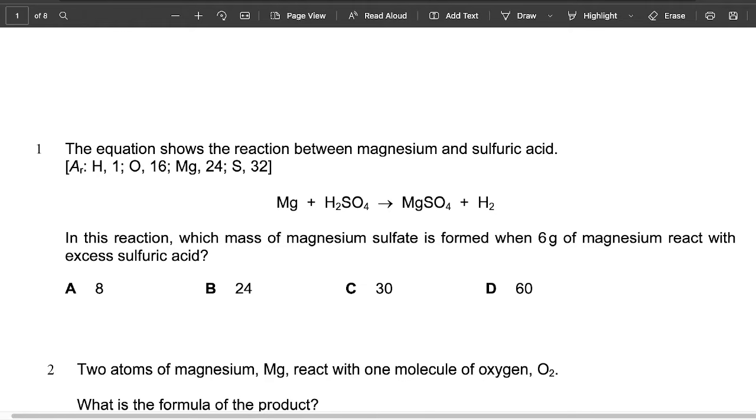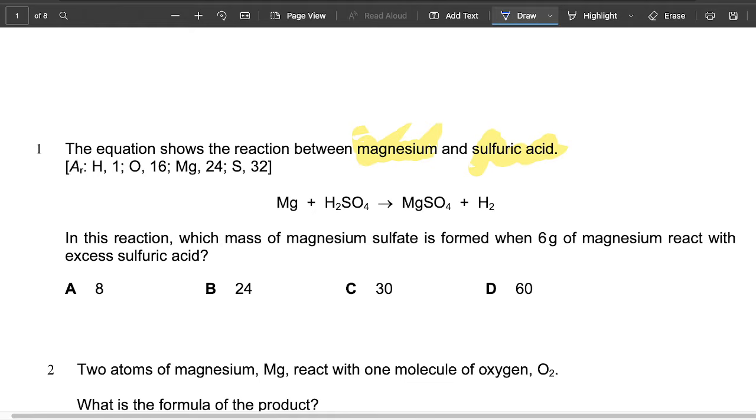So let's start off with stoichiometry. Let's start off with moles, and let's start off with the first question. So here it says, let's just highlight this. We have a reaction between magnesium and sulfuric acid. As you can see, they've also given us the equation, where magnesium is reacting with sulfuric acid to form magnesium sulfate and hydrogen gas. They've also given us the RAM of each of the elements, which will help us throughout the question.